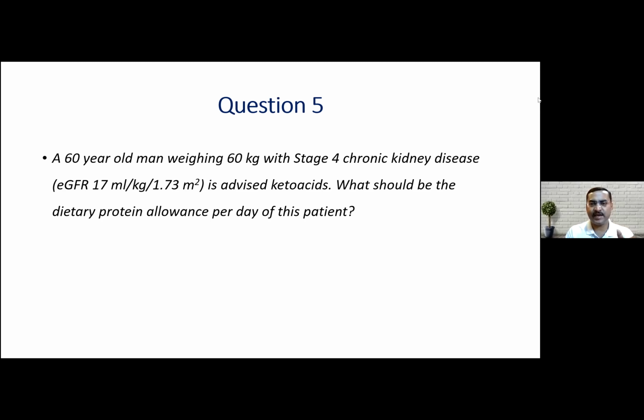So 60 kgs body weight, stage 4 chronic kidney disease, started taking keto acids as per nephrologist's advice to preserve renal function. What should be the dietary protein allowance of this 60 kg patient on keto acids? I need a specific value, gram of proteins per day. If you know the answer, it's simple. It's a simple calculation that you need to work out.